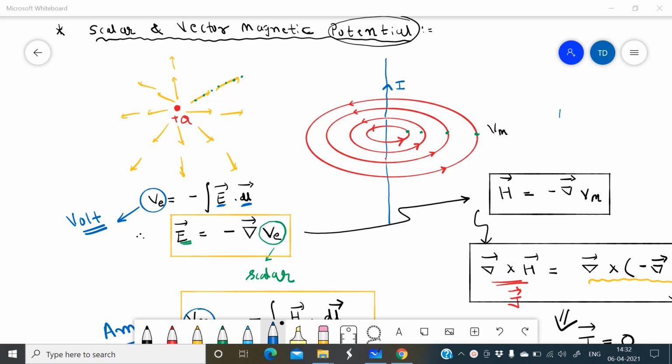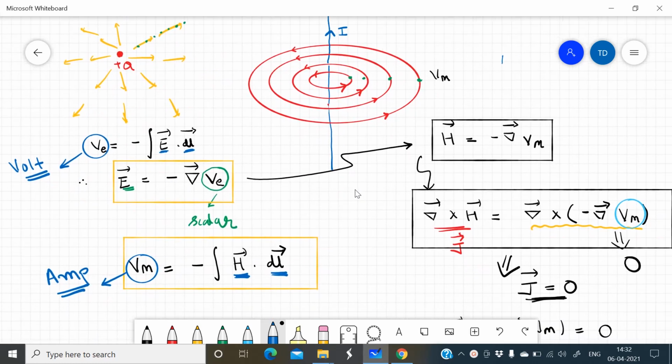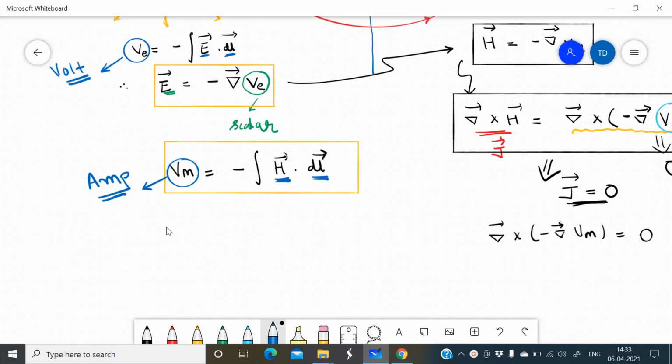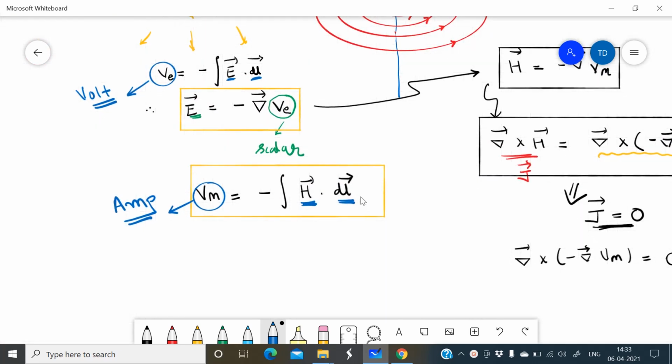Scalar and vector magnetic potential. So we have already seen what scalar magnetic potential is. Here, scalar magnetic potential is denoted using Vm. So the equation is H equals minus del Vm, and Vm is equal to minus integration of H dot dl.